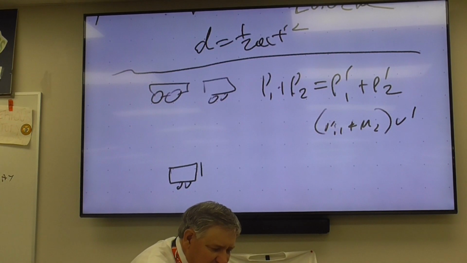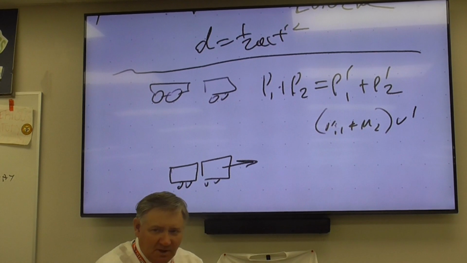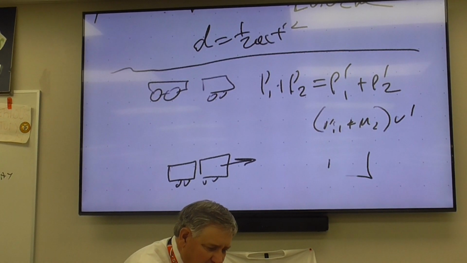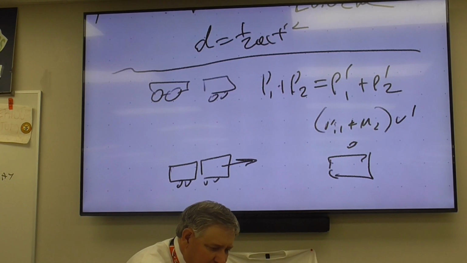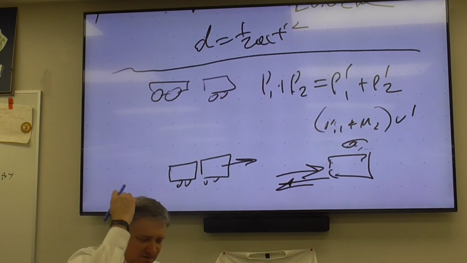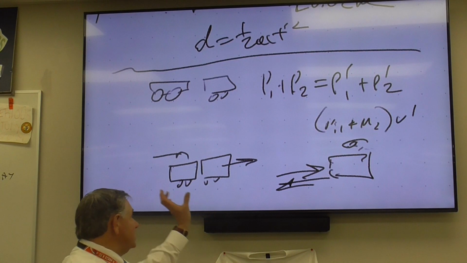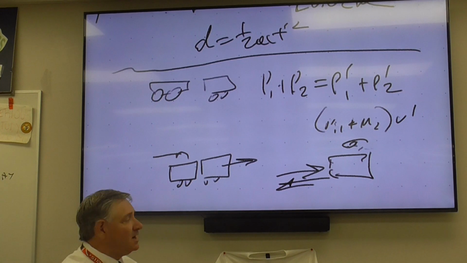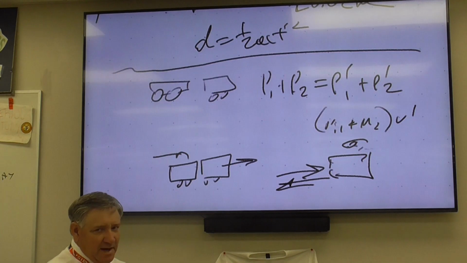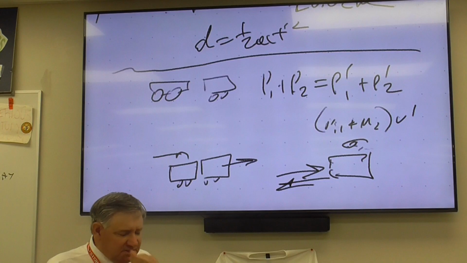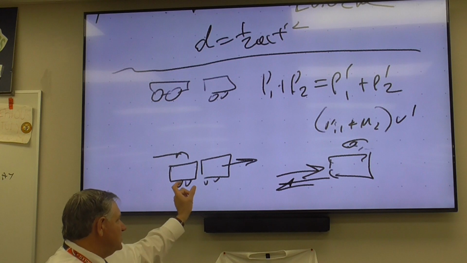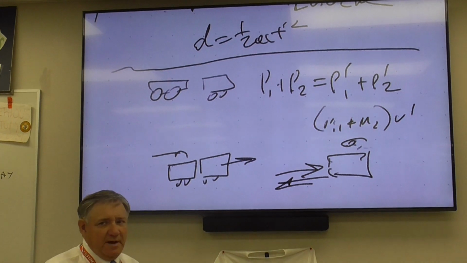One where the carts hit and they move off together, a California problem. The other situation where here's cart 1, it's at rest. Cart 1 hits it and bounces back. So situation number 1, this cart moves in, they hit, they move off together. Situation number 2, you have one at rest, the other one comes in, hits it, and it bounces back. In which situation is there going to be a greater change in momentum of the system? Where they hit and they move off together, or one hits and bounces back?